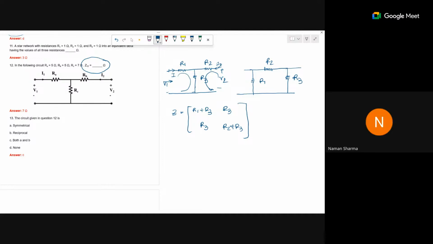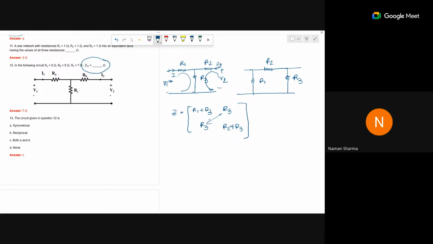Sir, it is reciprocal because R3 is the same. Exactly, this is a reciprocal circuit, but not symmetrical because Z11 is not equal to Z22. Am I right? Yeah. Just by seeing this, without the values, we can't say whether this is reciprocal or symmetrical. But for sure this is a symmetrical network because these are equal.